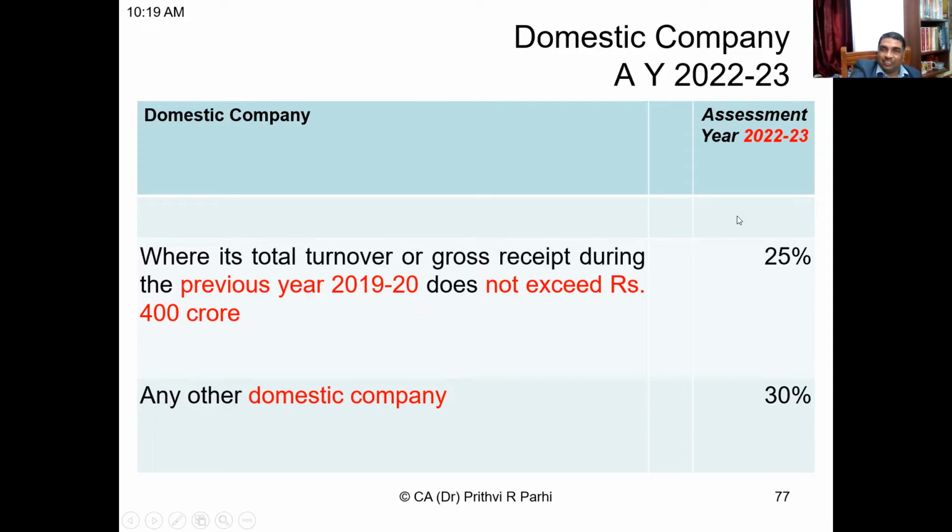Okay. So my assessment year is 22-23. My relevant previous year is 21-22. So I'm not referring to 21-22, not referring to 2021 also. I am referring to which previous year? 2019-20. Is it clear to you?